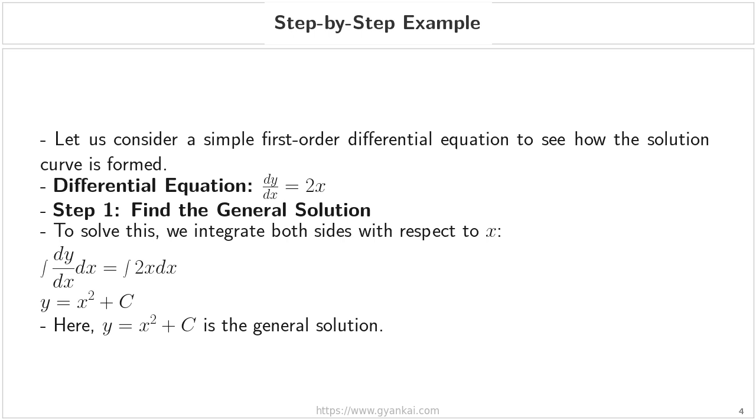To do this, we apply the process of integration that we discussed earlier. We will integrate both sides of the equation with respect to x. This gives us the integral of dy by dx with respect to x, which equals the integral of 2x with respect to x. When we compute that integral, we arrive at y equals x squared plus c. In this context, y equals x squared plus c is what we call our general solution. Keep this equation in mind, because in the next slide, we are going to see how that constant, c, transforms this single equation into an entire family of different parabolas.